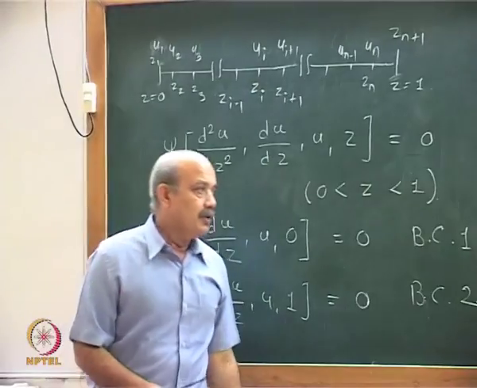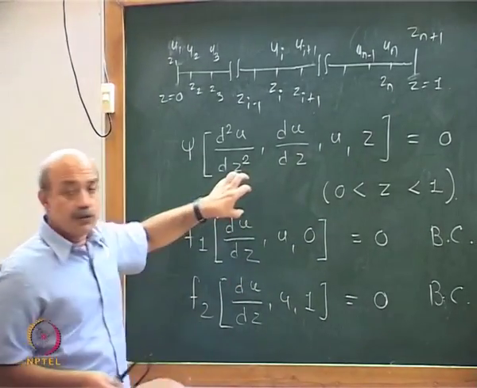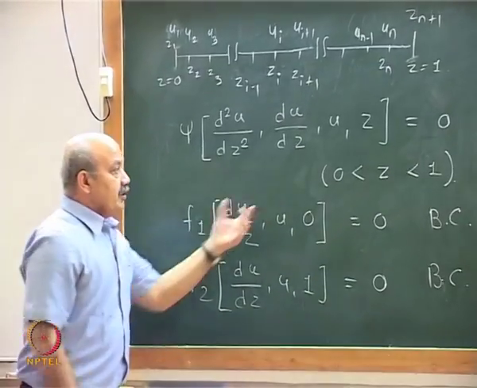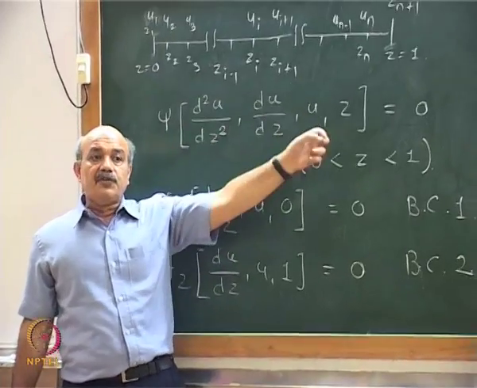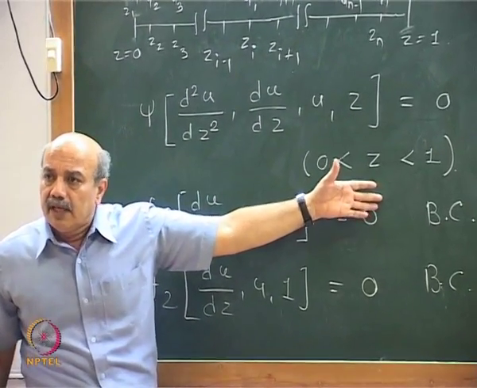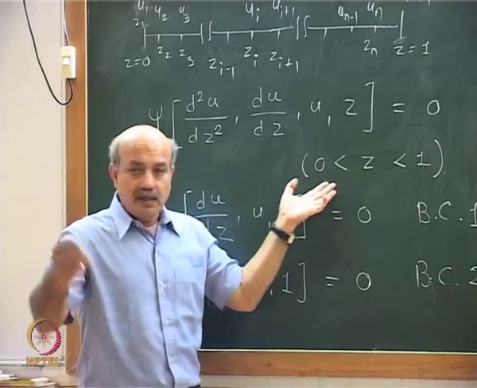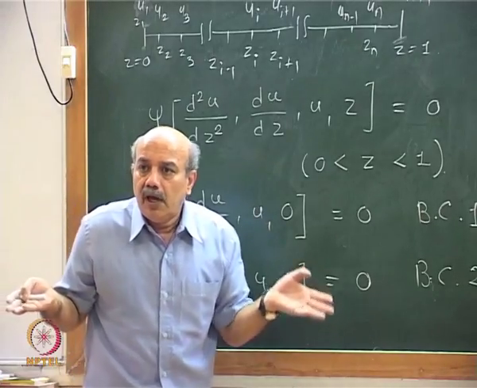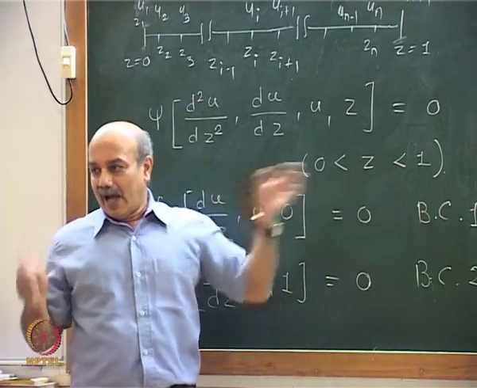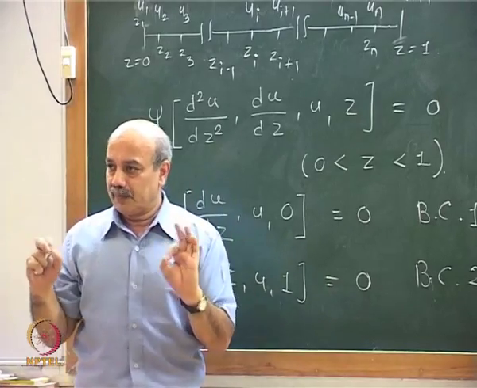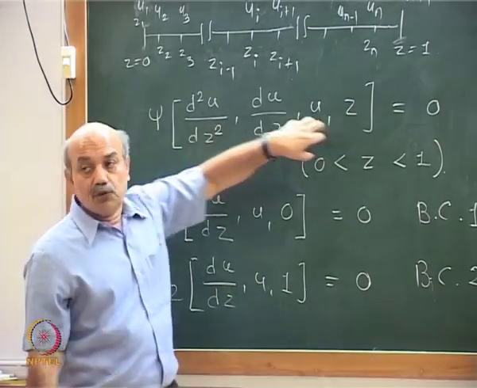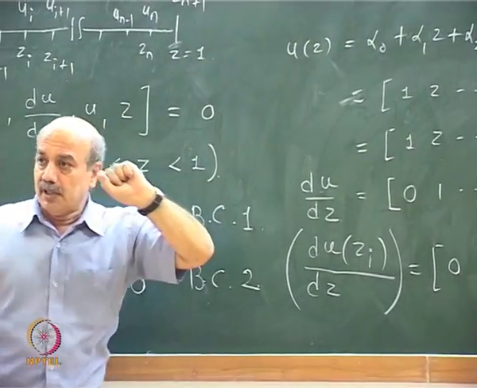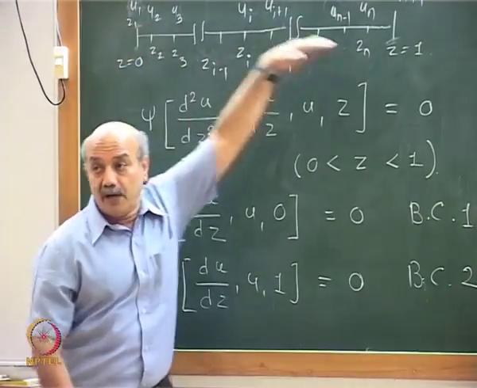Now let's see how to solve the problem. See this ordinary differential equation, where is it defined? It's defined on the domain 0 to 1. So where should it hold? Everywhere. Ideally, the true solution u(z) should satisfy it. This is not the true solution, this is an approximate solution. The true solution should actually hold at every point in this domain.